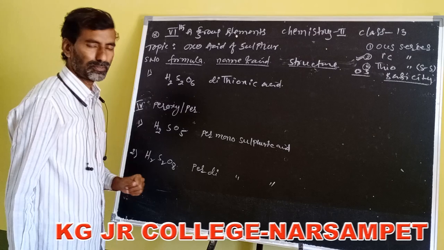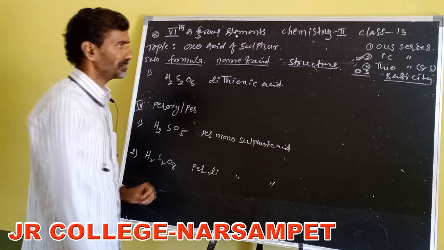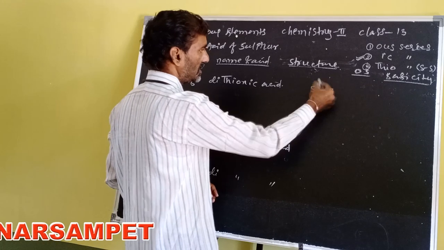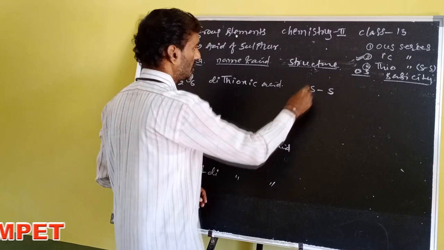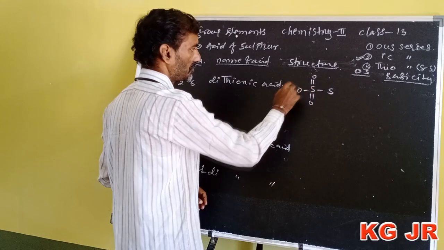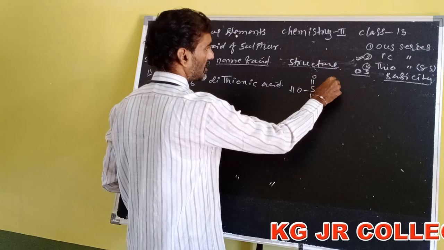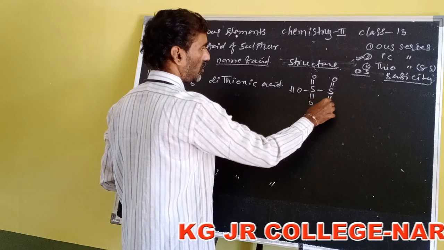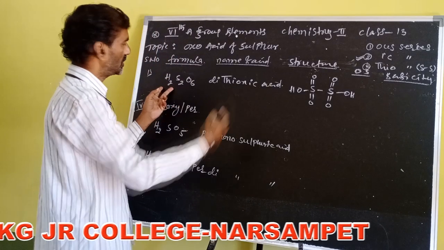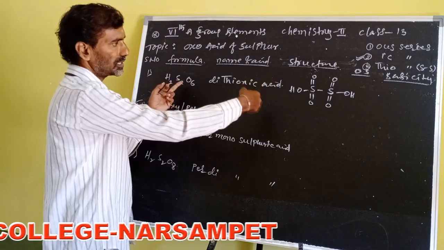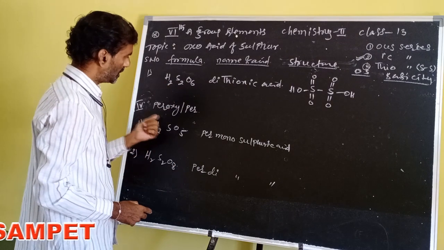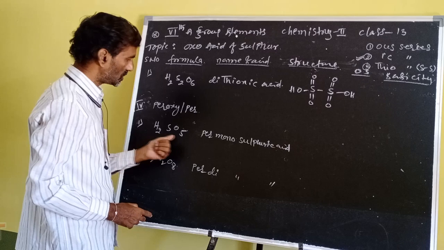So how many sulfurs are there? Two sulfurs. Here, the two sulfurs are directly combined with each other. S double bond O, bond OH. Then the remaining double bond oxygen, bond OH. Two hydrogens, six oxygens, two sulfurs.